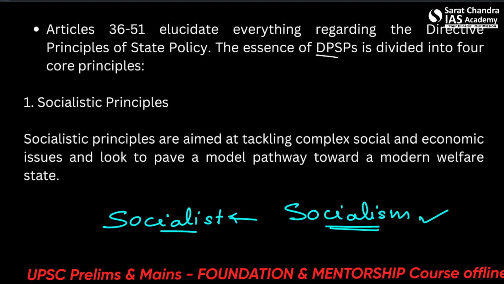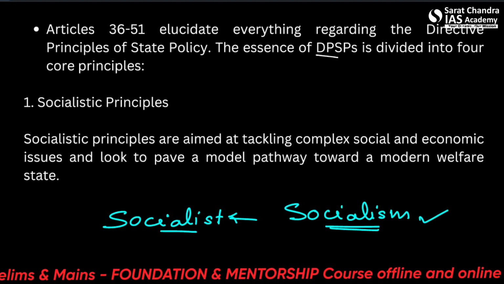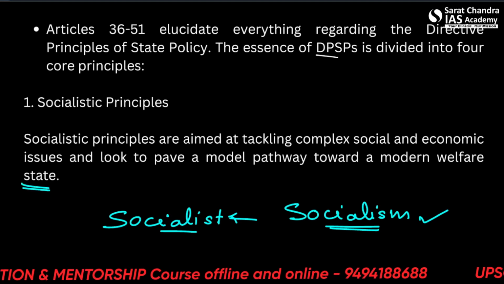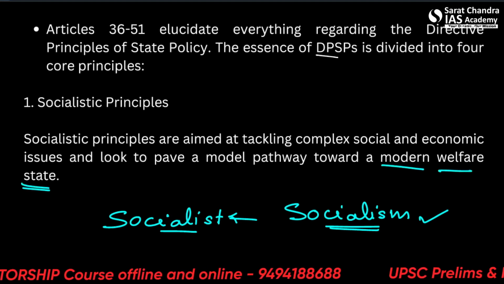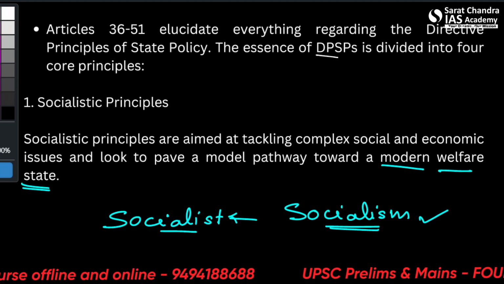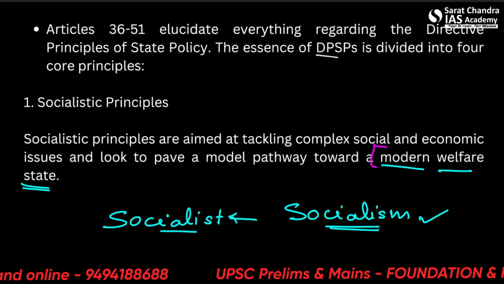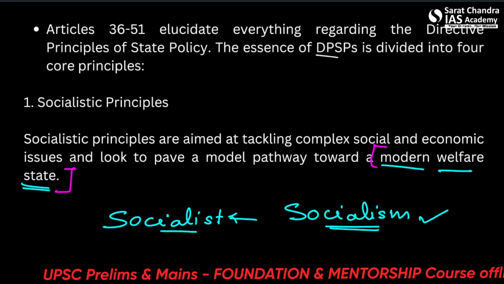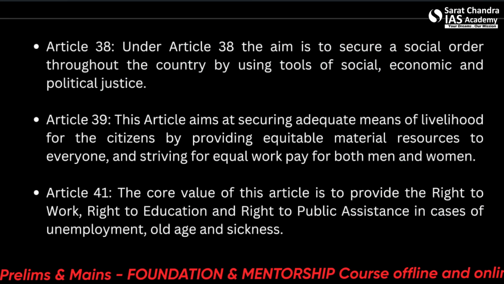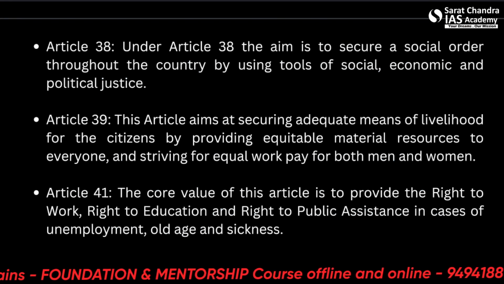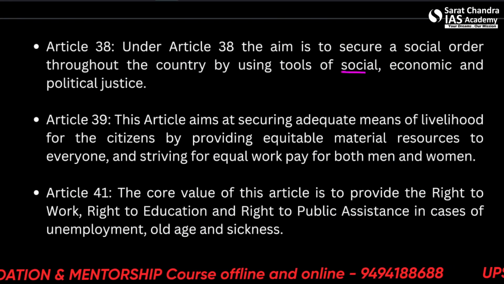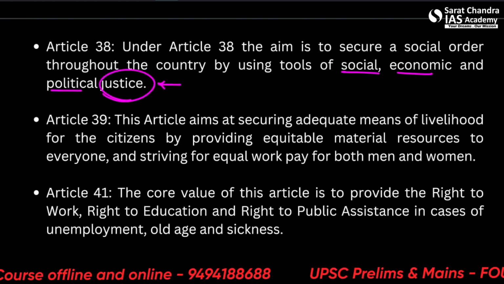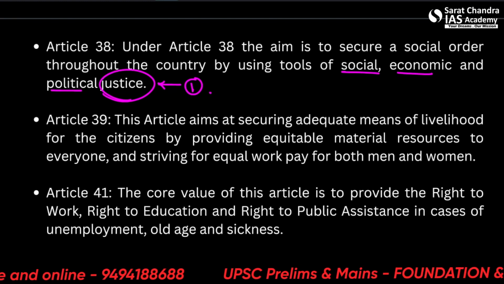So socialistic principles are aimed at tackling complex social and economic issues and look to pave a model pathway towards a modern welfare state. So this kind of socialism is going to be there in India, and this is the objective of Indian socialism, to create a modern welfare state. So let's see some DPSP. So under Article 38, the aim is to secure a social order throughout the country by using tools of social, economic and political justice. So justice is here. First things.